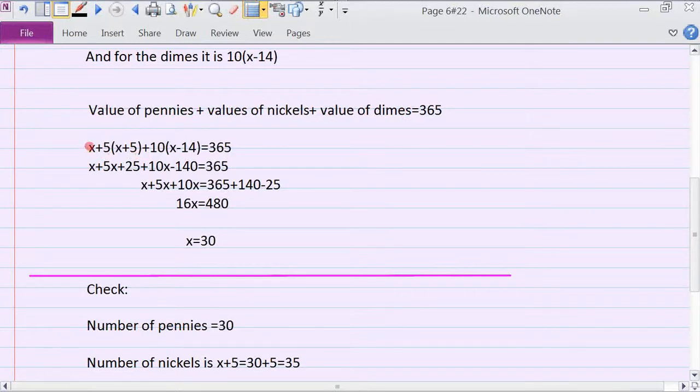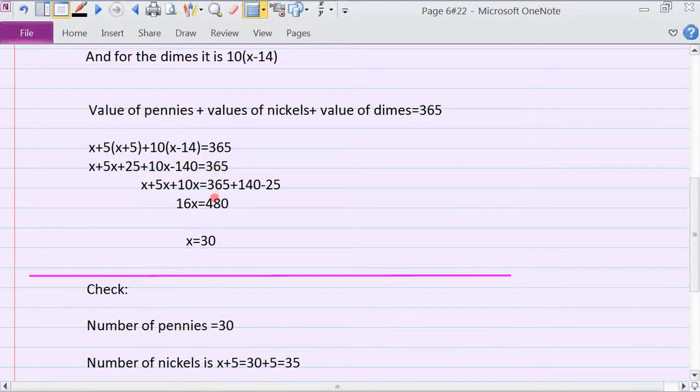Here's the value of the pennies. Here's the value of the nickels, 5 cents times the number that I have. 10 cents is the value of an individual dime times the number of coins that I have, x minus 14. So now if I remove all the brackets, I get x plus 5x. 5 times 5 gives me 25. 10x right here on the distributive rule. 10 times minus 14 gives me minus 140.